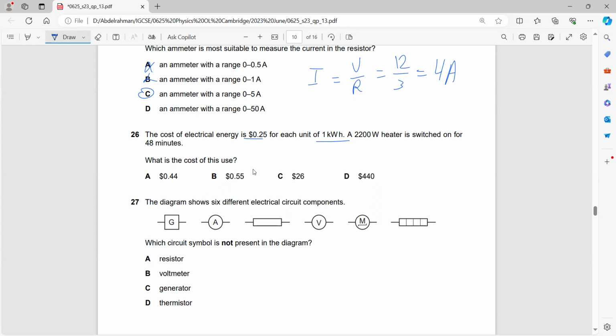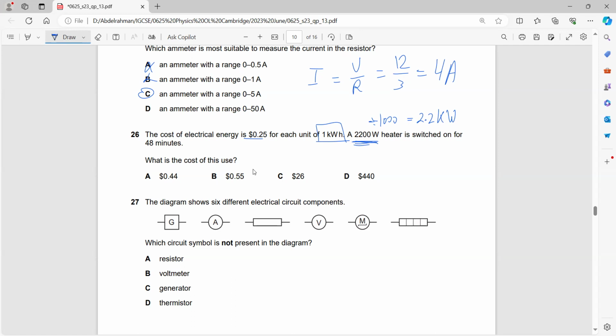Okay, what should we do? How can I do it? First of all, you need to convert the watts into kilowatts, because this is kilowatt hour. So we need the power to be in kilowatts. How can I convert the power into kilowatts? Simply by dividing by 1000. 2200 divided by 1000 is 2.2 kilowatts. That's the first step.